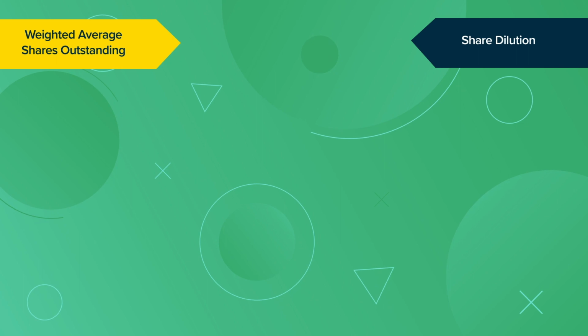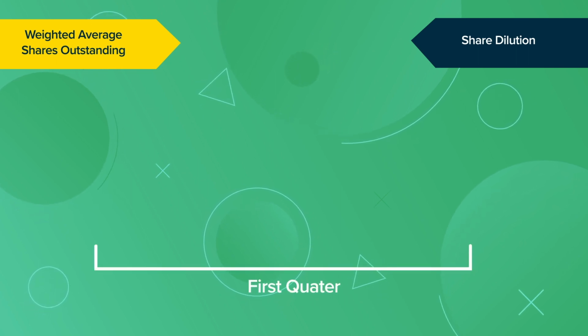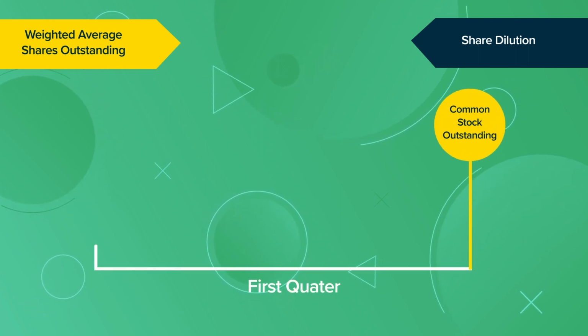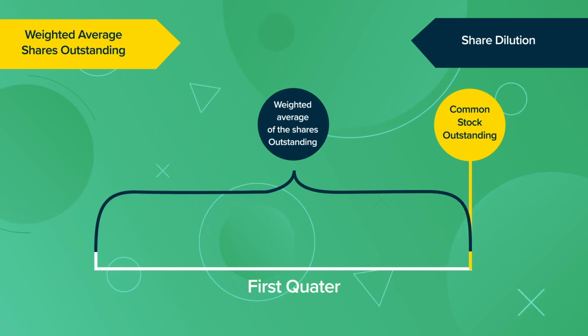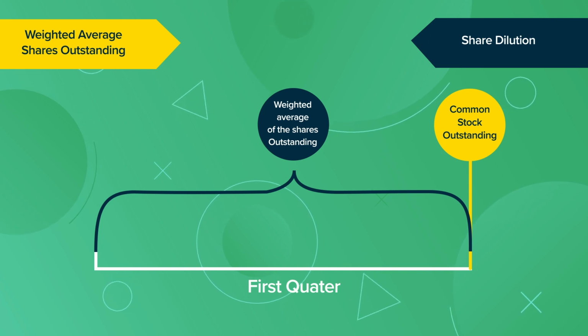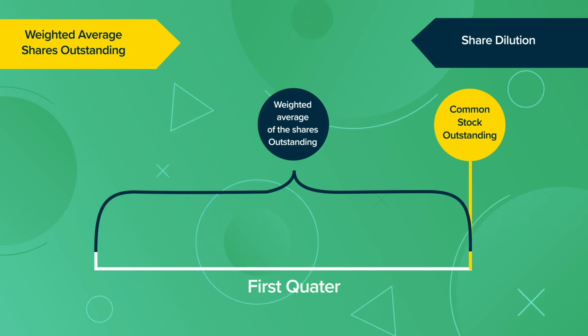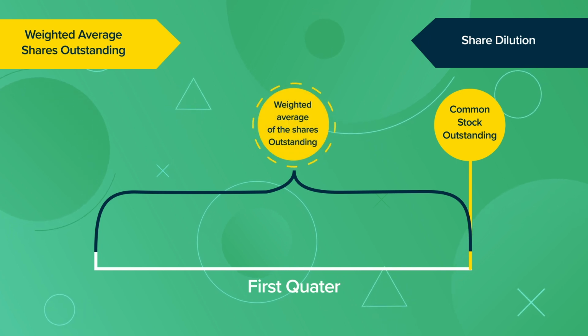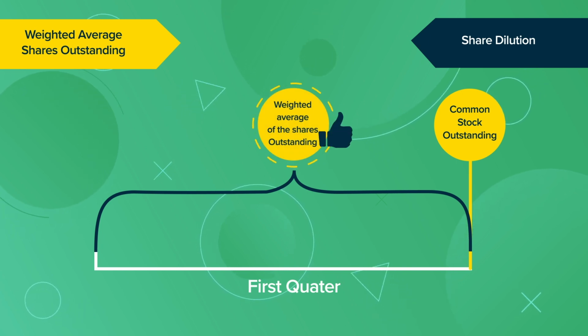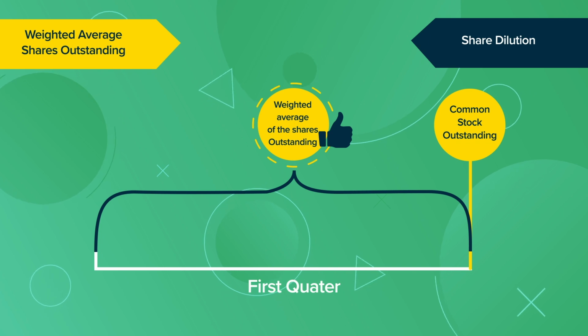Weighted average shares outstanding. Common stock outstanding is all stock outstanding on the day of calculation. This number changes often, so investors sometimes use the weighted average of the shares outstanding to determine the EPS for a specific time period. When calculating the quarterly EPS for a company, using the weighted average shares outstanding for the time period may give you a better picture than the shares outstanding on the last day of the quarter.